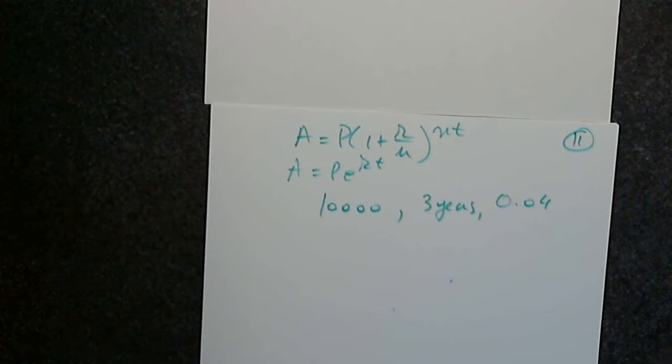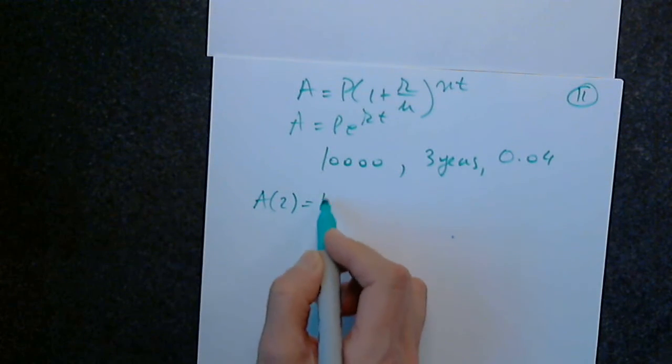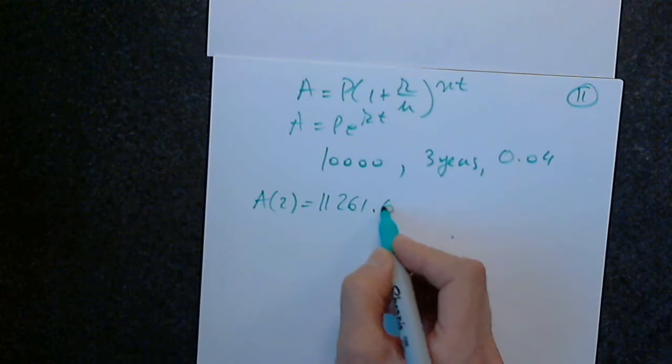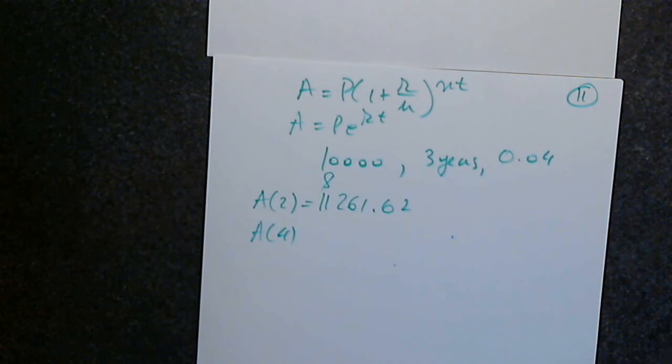And I put in, as we had, semi-annually 2, quarterly 4, and monthly 12. And I have to go back and highlight because I'm asked to use 2 decimals. So A of 2 is 11,261.62. A of 4, scroll down to the next one.